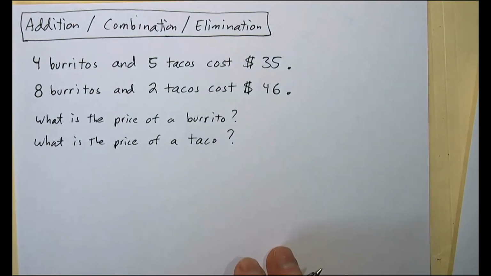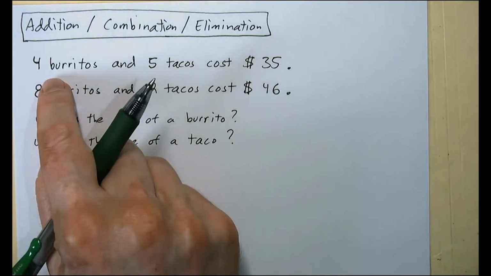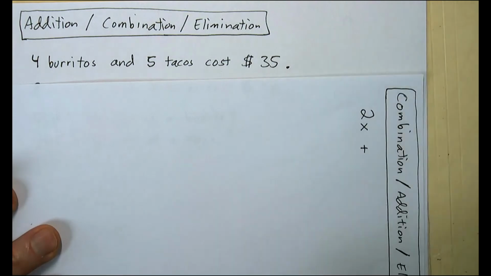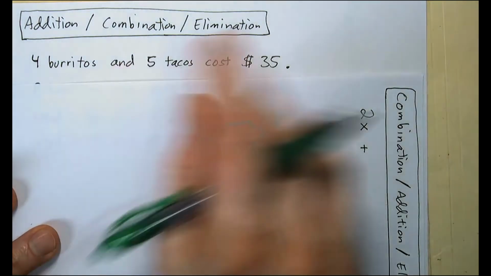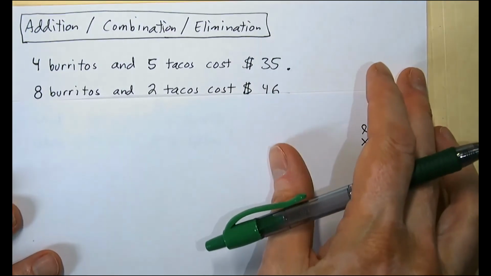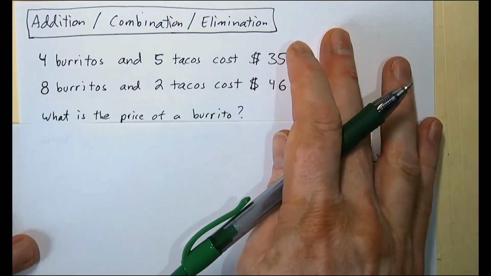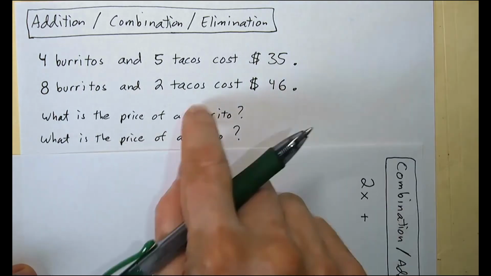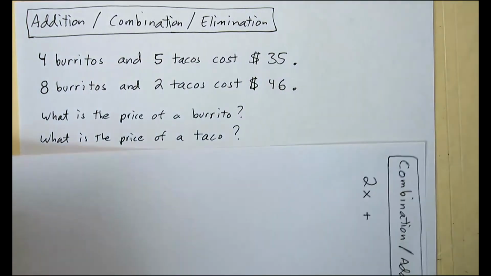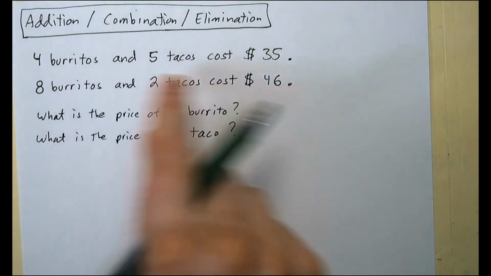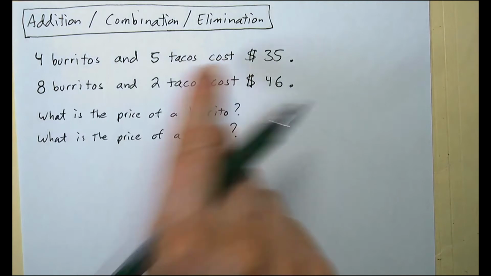Let's make the problem more complicated. 4 burritos and 5 tacos cost $35. 8 burritos and 2 tacos cost $46. What is the price of a burrito? What is the price of a taco? Once again, I have 2 things to solve for. We're going to do addition, combination, elimination. Of course, I could type it in Desmos, couldn't I? But I've got to create the equation.